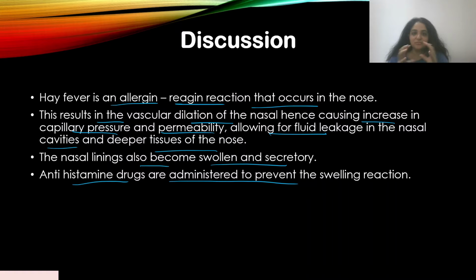So whenever there's an allergic reaction, many components are released. Okay, there's histamine from the mast cells and everything. And there are many other chemicals that are released, neutrophilic chemotactic factor and eosinophilic chemotactic factor, and there are various other things. So hay fever usually occurs in the nose after this reaction has happened. Of course there's permeability of the capillary, the pressure increases, and so fluids begin to leak out from the capillary, and also the nasal cavity becomes swollen and secretory. Usually antihistamine drugs are given, okay, to control that.